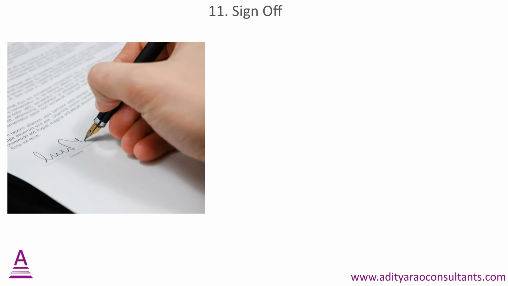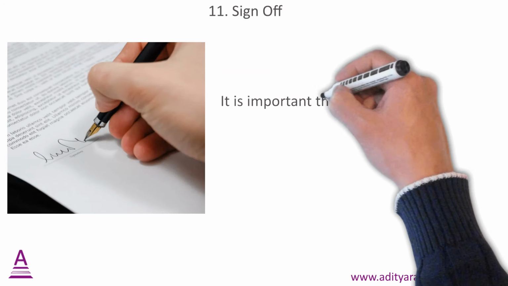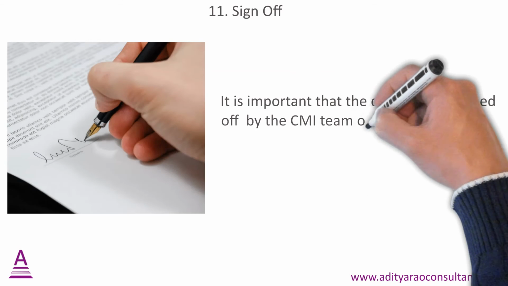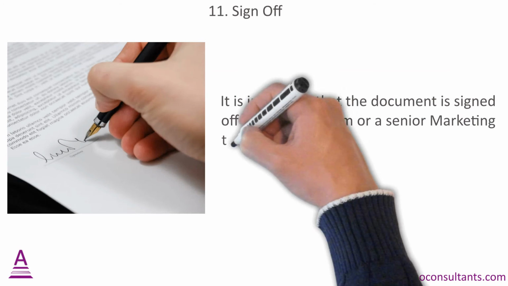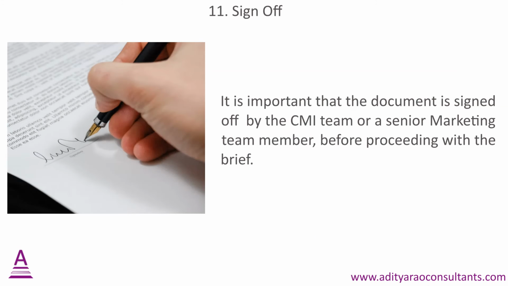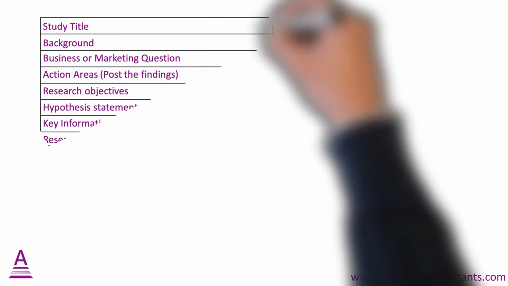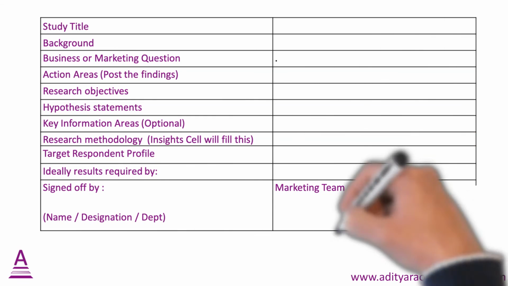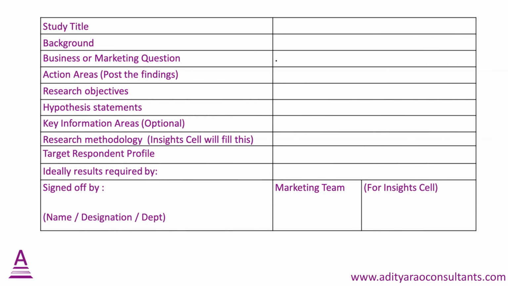The last section is sign-off. It is important to seek sign-off of the respective stakeholders at the client end. This is both from the CMI and the marketing teams. This is so that there is complete clarity at both ends, that is, at the agency and the client, what questions the research exercise will address. A sample of a research brief document is as shown, with all the sections that we just discussed.